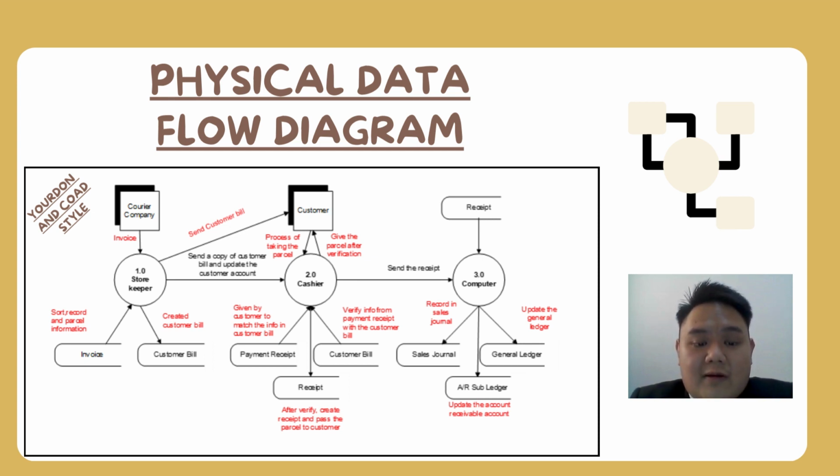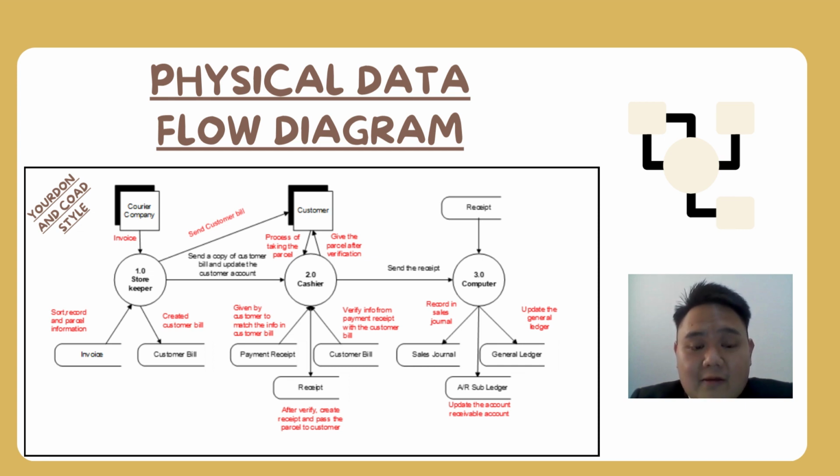Next, there is a bubble shape or circle shape, which refers to a process. For the process, we are going to include the internal entities, which are the storekeeper, cashier, and computer. Next, you can see there is a rounded rectangle shape, known as a data file, which means whatever document exists in the transaction should be recorded into the system.